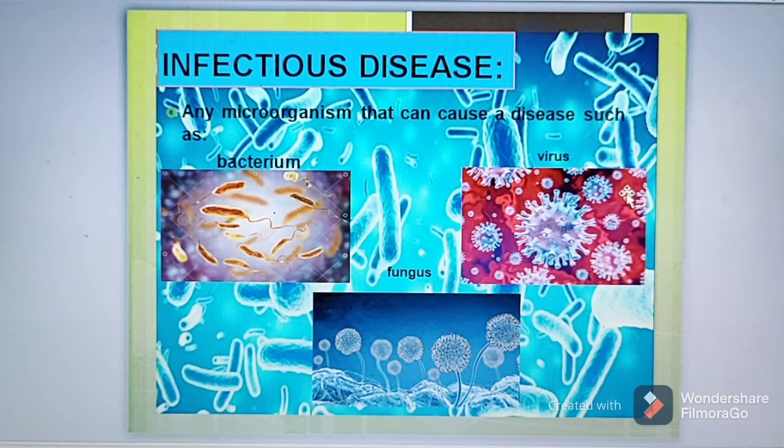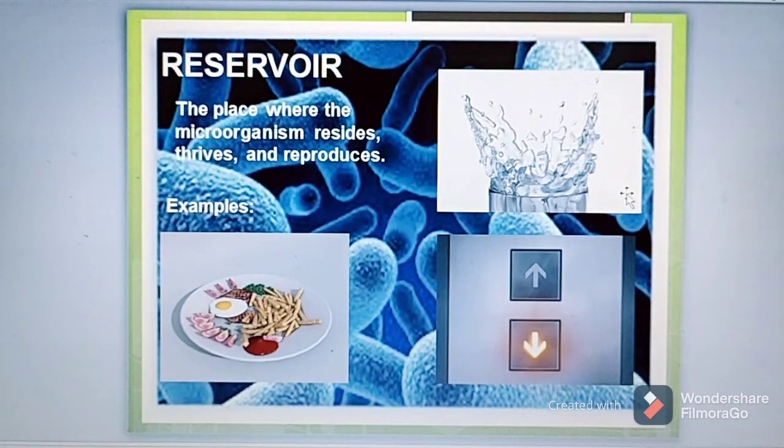So infectious agent is the harmful germ or pathogen that causes the infection, illness, or disease. Kumbaga, makuha nato siya like sa environment or paligid nato which can cause or makahatag niya sakit sa atoa. So second, we have the reservoir, the place where the microorganism resides, thrives, and reproduces. So dira nagapuyo o nagapadagan ang mga microorganism.